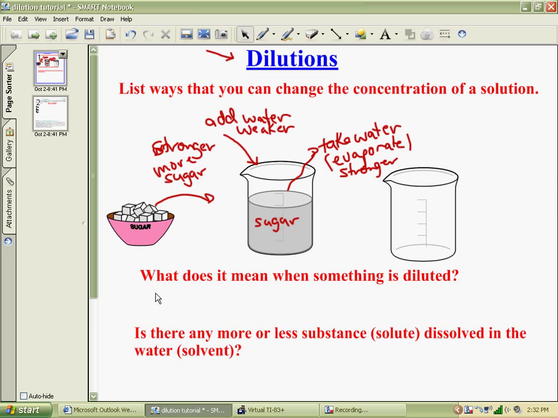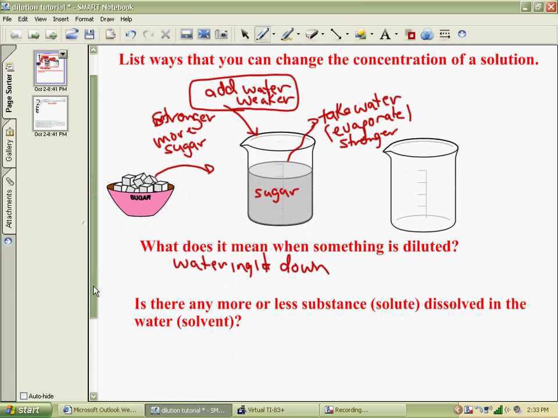Well, when something's diluted, it means that it's getting weaker. You're watering it down is the way we say the common thing. So diluting it is watering a solution down. You're changing the strength of the solution. And usually, the dilution formula also works if you evaporate water out, but it's commonly that you're adding water to something and making the concentration less than what it was.